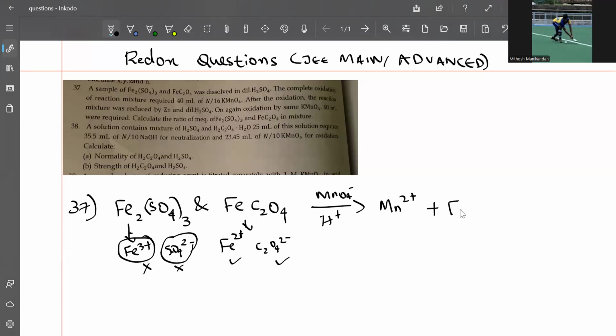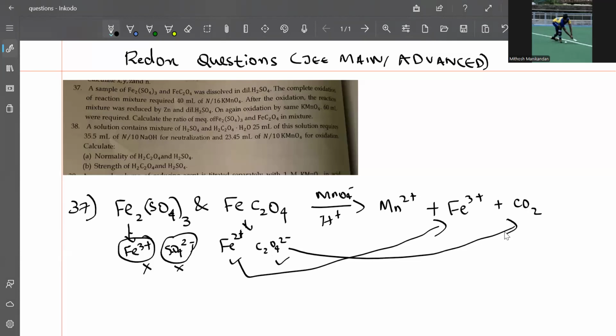So you'll get Fe3+ plus CO2, correct? So Fe2+ and C2O4 2- becomes CO2. Okay. So n factor of Fe2+ is 1. C2O4 2-, C plus 3 is becoming plus 4, and there are 2, so n factor is 2. N factor of MnO4-, you already know, in this case it is 5. Okay. So keep this in mind, right? First, this is what happens.